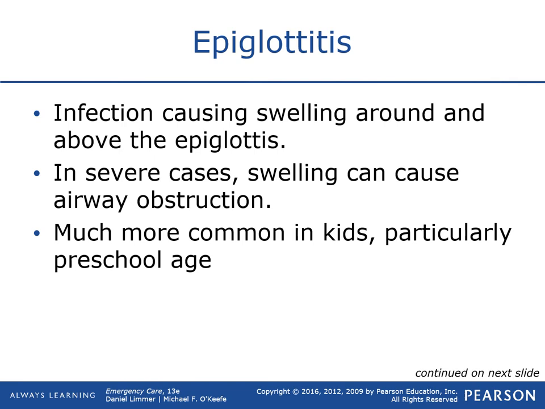Remember our medical terminology, ITIS at the end, it means inflammation. So this is inflammation of the epiglottis. It's pretty self-explanatory when we actually break the word down. When we have a very severe case, the swelling around the epiglottis can cause an airway obstruction because the epiglottis sits at the top of the trachea. So it's part of your airway structures.